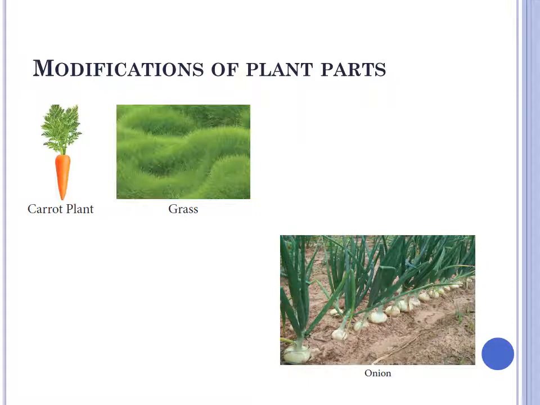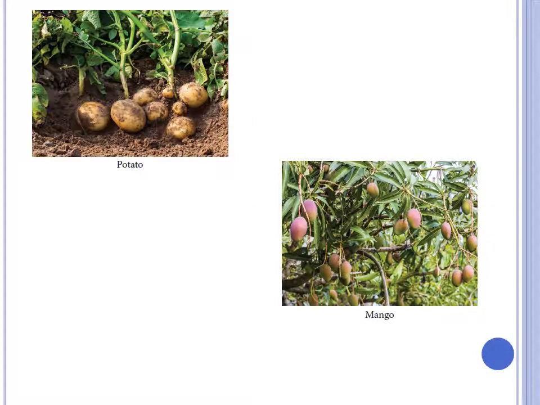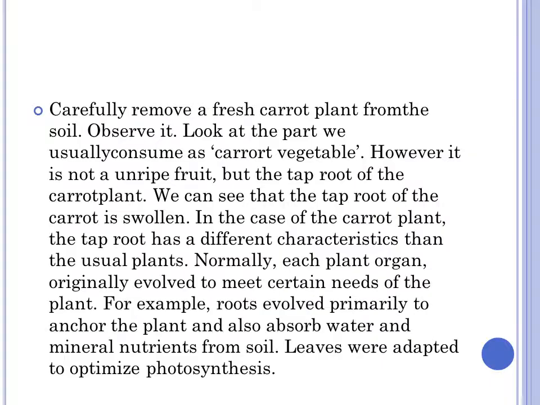Modification of plant parts. Carrot plant, grass and onion. Then potato and mango. Carefully remove a fresh carrot plant from the soil. Observe it. Look at the part we usually consume as carrot vegetable. However, it is not an unripe fruit, but the taproot of the carrot plant. We can see that the taproot of the carrot is swollen. In the case of the carrot plant, the taproot has different characteristics than the usual plants.